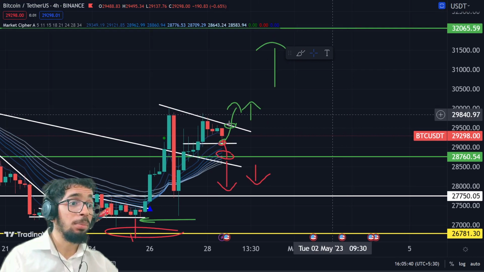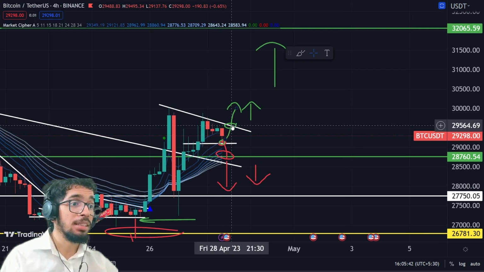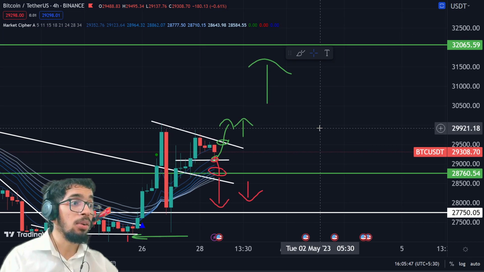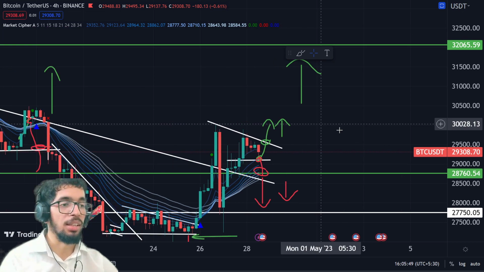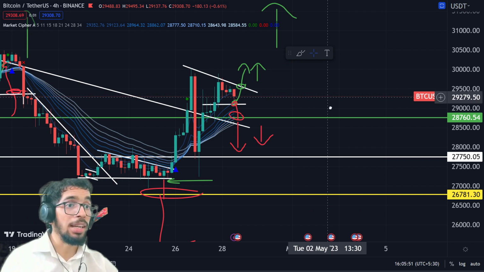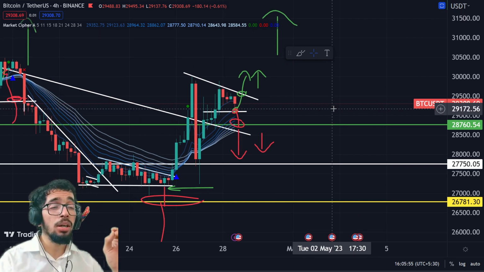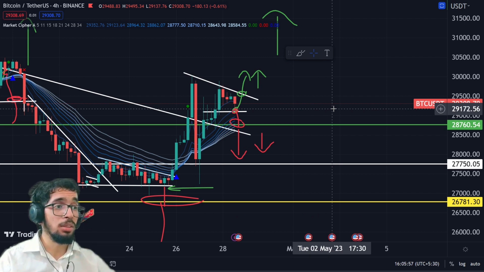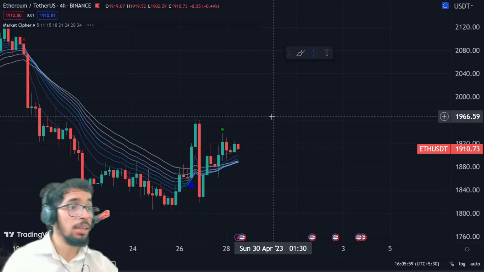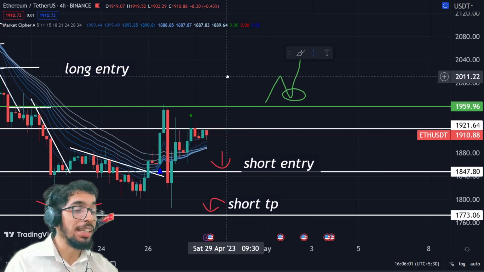If BTC breaks this key support right here at 29,580, then we are all going to 32,000, you can see. Now let's talk about your next chart, which is your Ethereum chart. For the altcoins you need to keep an eye on this support mostly. Let's talk about the Ethereum chart.